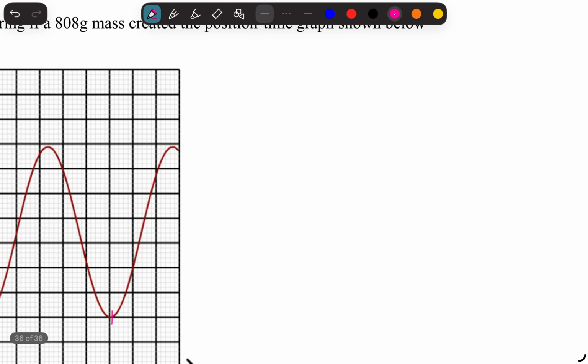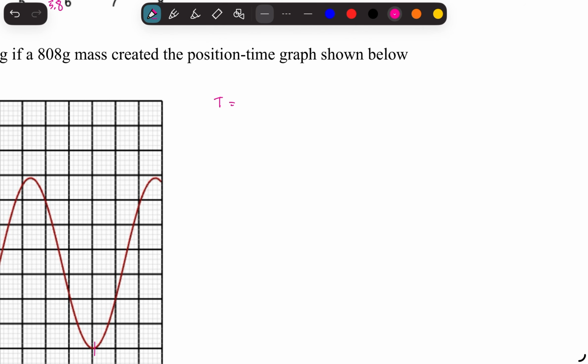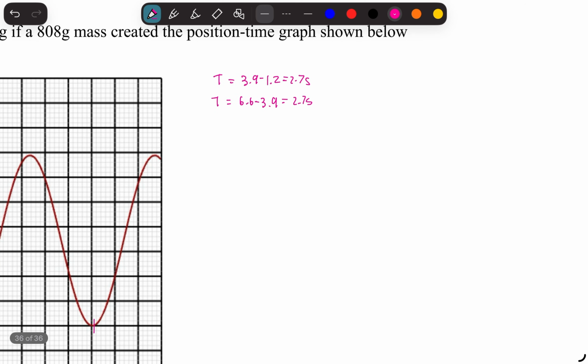So now you can find your period. You can take two consecutive troughs: 3.9 minus 1.2 is 2.7 seconds. You could also do 6.6 minus 3.9, which is equal to 2.7, so you know that it's consistent. That's your period, that's your T.